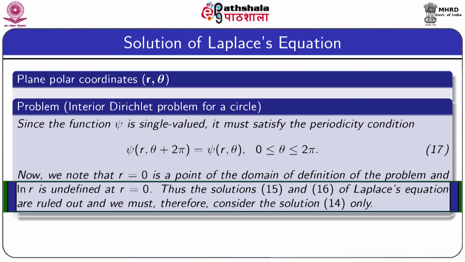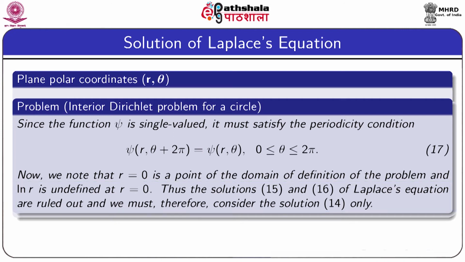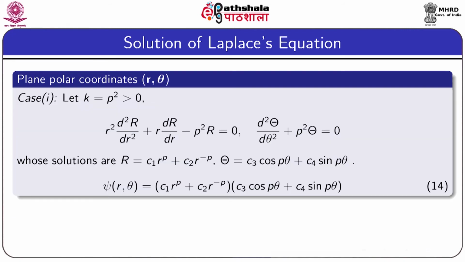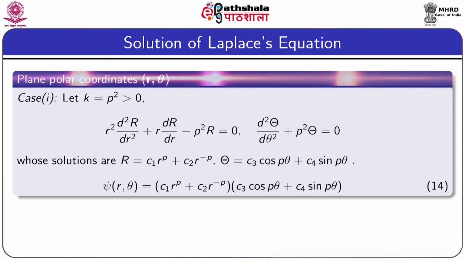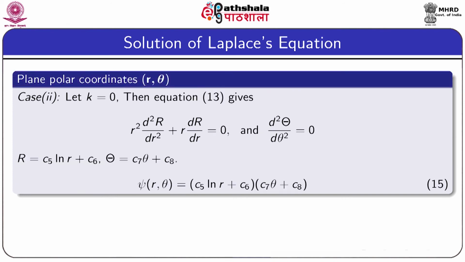So, the solution in polar coordinates can be written in 3 different forms. We have already derived that. If you look at the form which is written in equation 14, this solution is undefined at r equals 0. So the solution in equation number 14 is not acceptable, and if we look at the solution in equation 15, here also the solution is undefined at r equals 0. So the solutions 14 and 15 are not acceptable. The only solution we can think about is the one written in equation number 13.